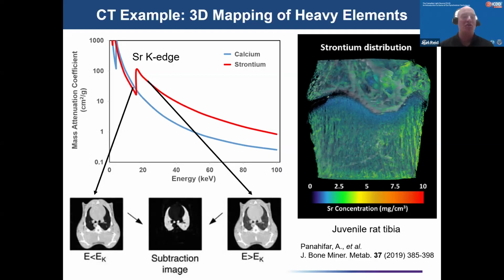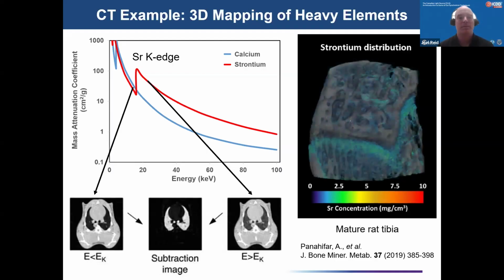You can see in the juvenile rat, shown here, strontium is widely distributed around the bone. It appears almost everywhere in the bone. In the mature rat bone, shown here, strontium is concentrated around the growth plate, and it's not nearly as widely distributed.